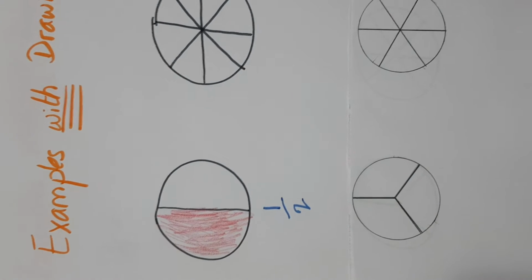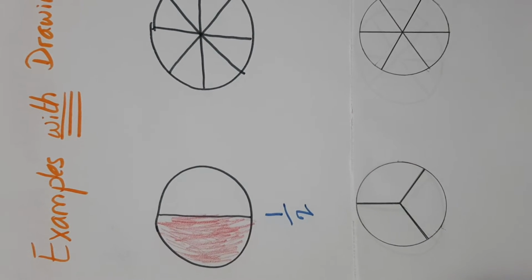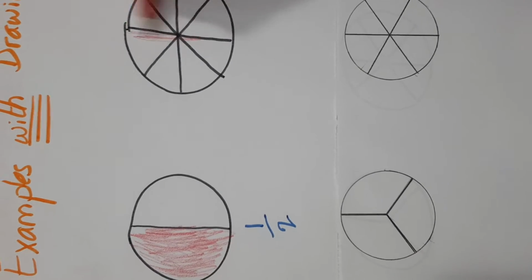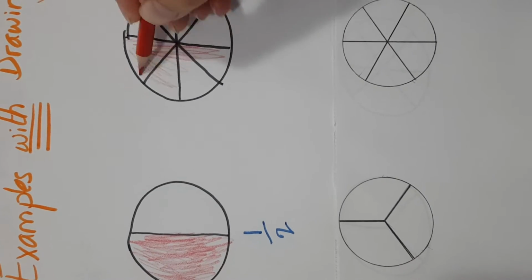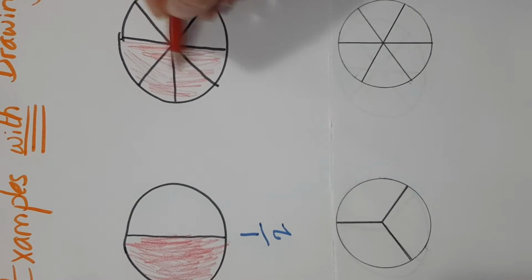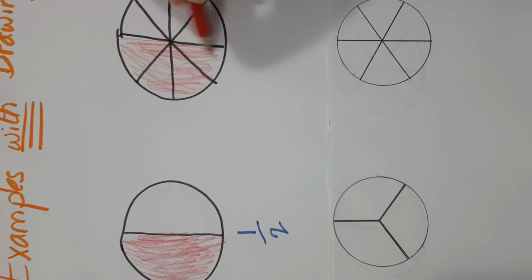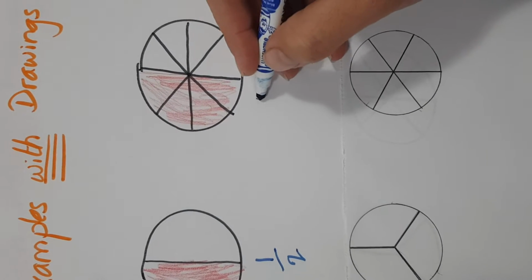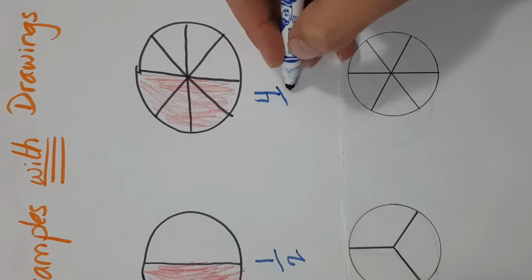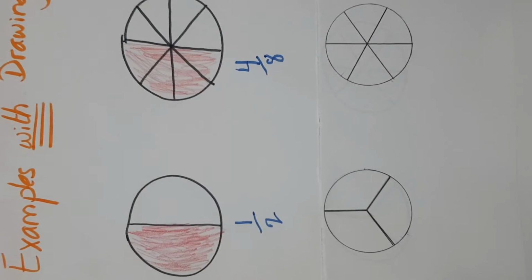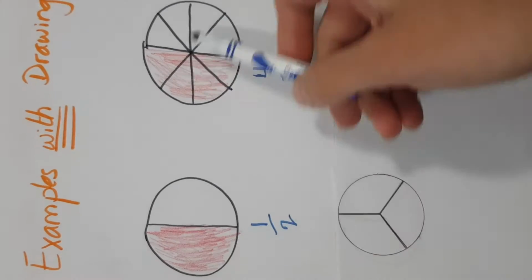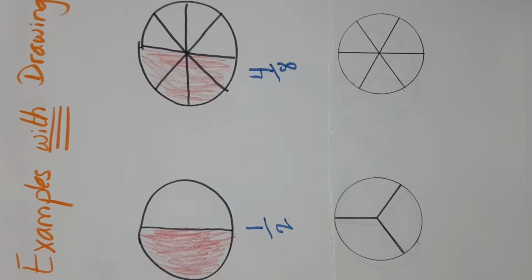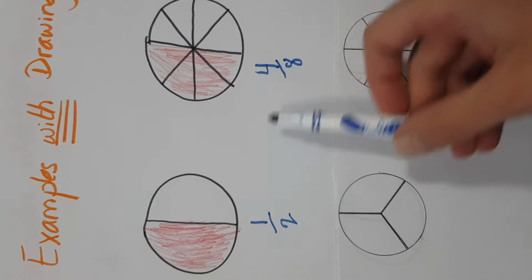Let's say your friend decided to eat 4/8, which means that he's going to shade all of these parts. And his fraction is 4/8. Now, if you look at them, they look the same. This is a half and these are 4/8. They are the same, they just have different numbers.